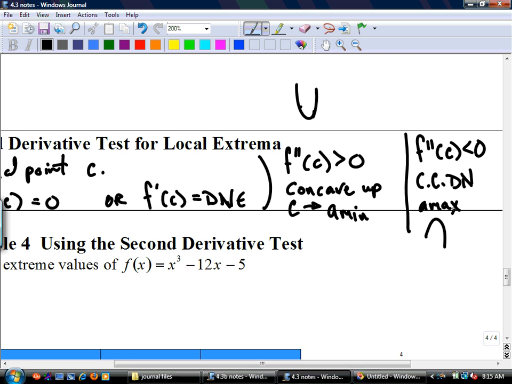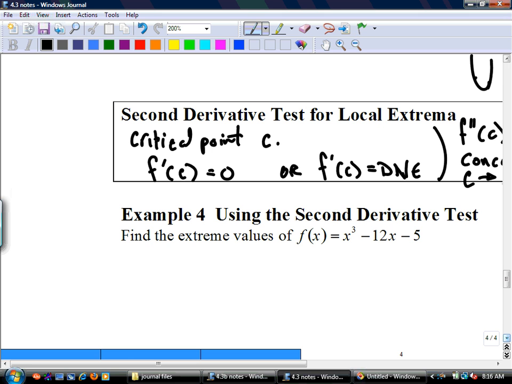So you don't actually need to do a table to find maxes and mins. That's only for curve sketching purposes. If I just say find the maxes and mins on a graph, you don't actually need to build a table to do it. All you need to do is the first two derivatives. Okay, you guys do the first two derivatives.